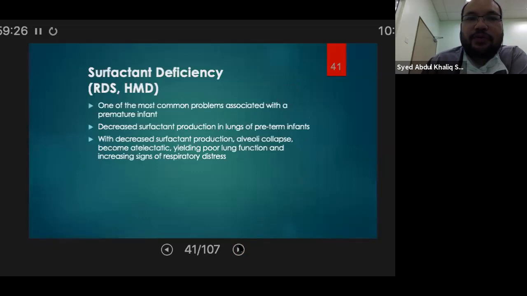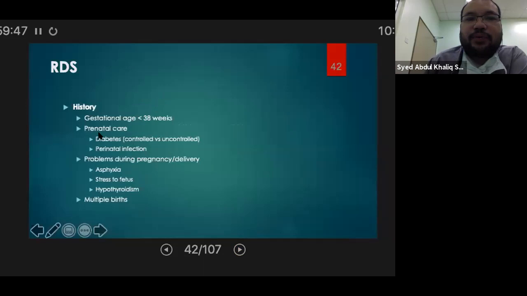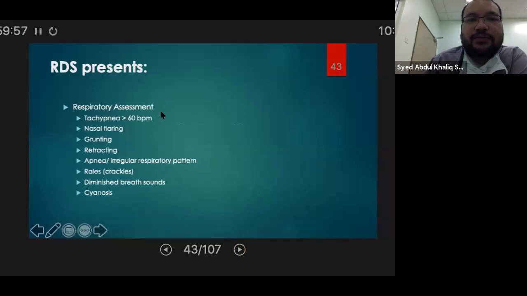Next, surfactant deficiency or hyaline membrane disease. Mostly associated with premature infant. So the problem is decreased surfactant production. Because why? Sebab surfactant tak sempat nak produce lagi. Kan? And then history usually is premature baby. Mother with diabetes and whatnot, all this may also cause RDS as well. They may present with features of respiratory distress.